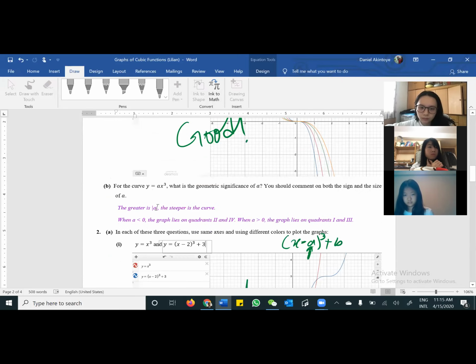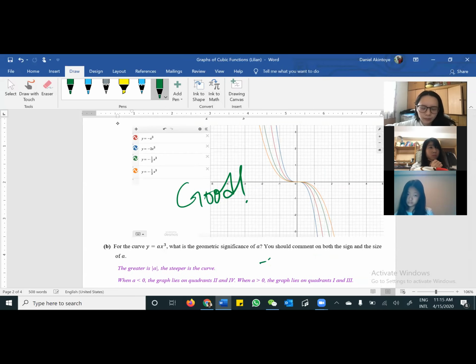Remember this comment about the greater the absolute value, the steeper the curve. Why do we say the greater the absolute value of A and not the greater the value of A? What happens in the case of negative 2? What happens in the case of negative 2 is the same as the case of 2. The only difference is reflection. Okay? So if you compare negative half to negative 2, as done in the first one, look at it, negative 2 is the blue line. Negative half is a green line, okay? It's less steep. When something is steep, do we know what that means?